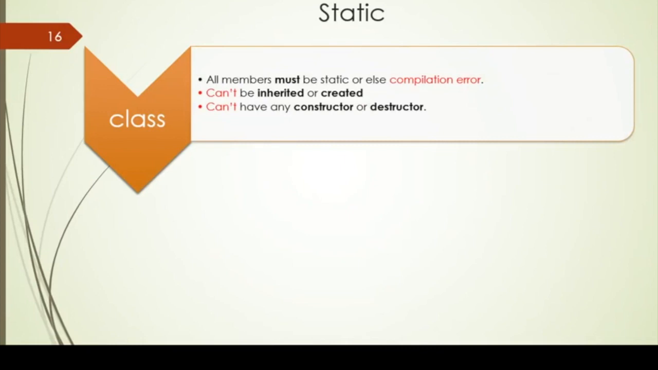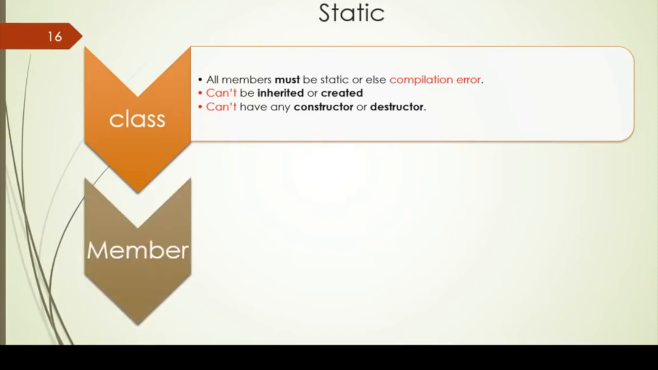If you're marking a class as static, then you have to mark all the members as static. If you don't do that, you will face a compilation error. And if you have a static class, you cannot inherit it as well as create it. And static classes don't have any constructor or destructors.